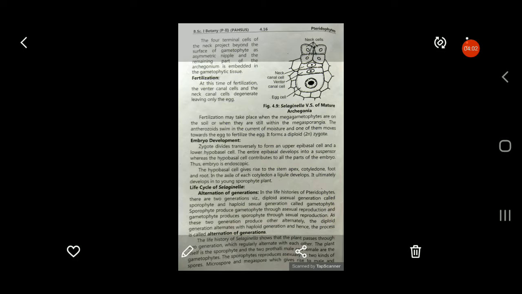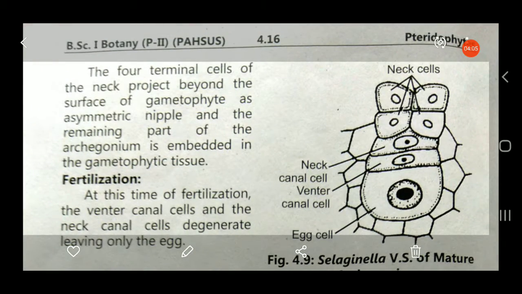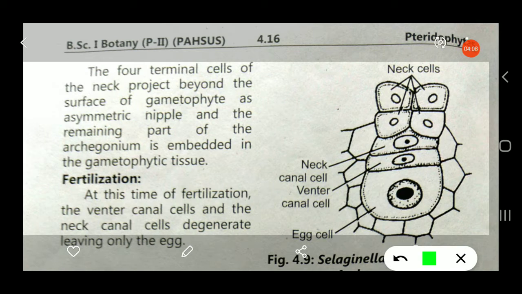Next, we can see here in the figure the neck cells, 1 2 3 4, so it has four neck cells. Then it has the neck canal cells. Below the neck canal cells, the venter canal cells are present. This bulbous venter contains the egg cell. This is the large cell known as the egg cell, and the dark color is the nucleus, and this egg cell is haploid in nature. This is the diagram of the Selaginella archegonium.